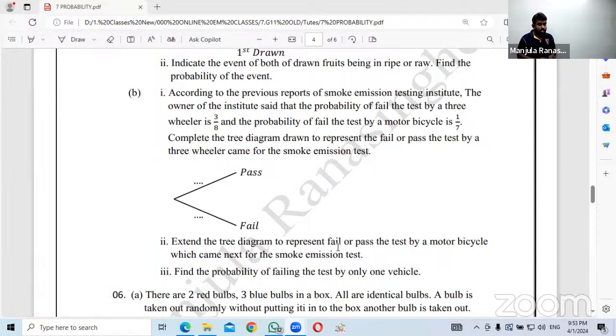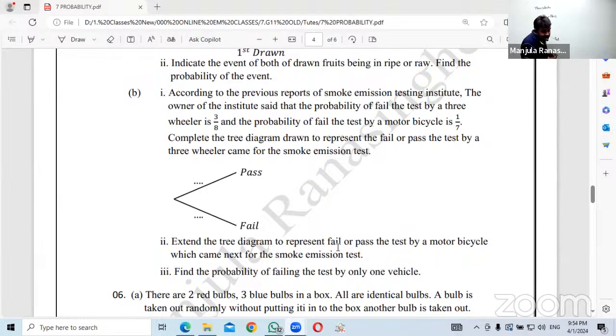According to the previous reports of Smoke Emission Testing Institute, the owner of the institute said the probability of fail the test by a three-wheeler is 3.8 and the probability of fail test by a motorcycle is 0.7. Complete the tree diagram, to represent failure of the past test by the three-wheeler came for the smoke emission test. First case, they are asking about the three-wheeler. So this branch relate with the three-wheeler. So you have to write the branch name, that is three-wheeler. Three-wheeler we are taking, then pass or fail. Pass or fail.